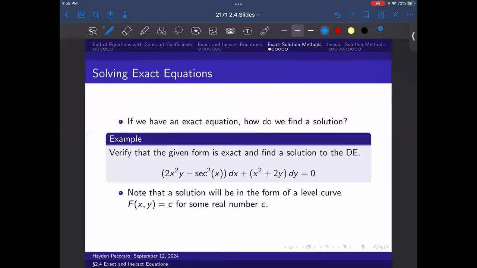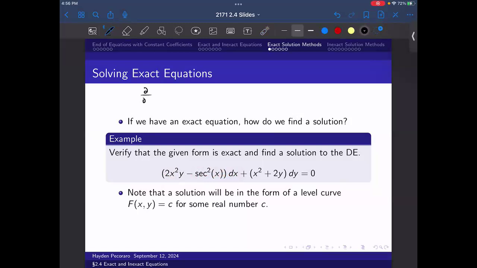I think we can skip that part. So what do we do? If we have an exact equation, how do we find a solution? So here's an example. We'll work through this one together. First off, we want to verify that this actually is exact. So let's say, all right, we want to take this thing and take its derivative with respect to the opposite variable. So with respect to y.